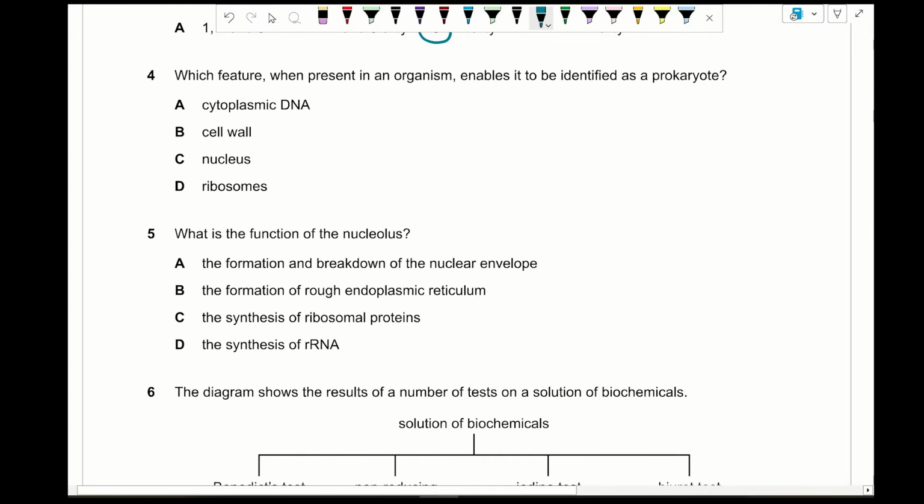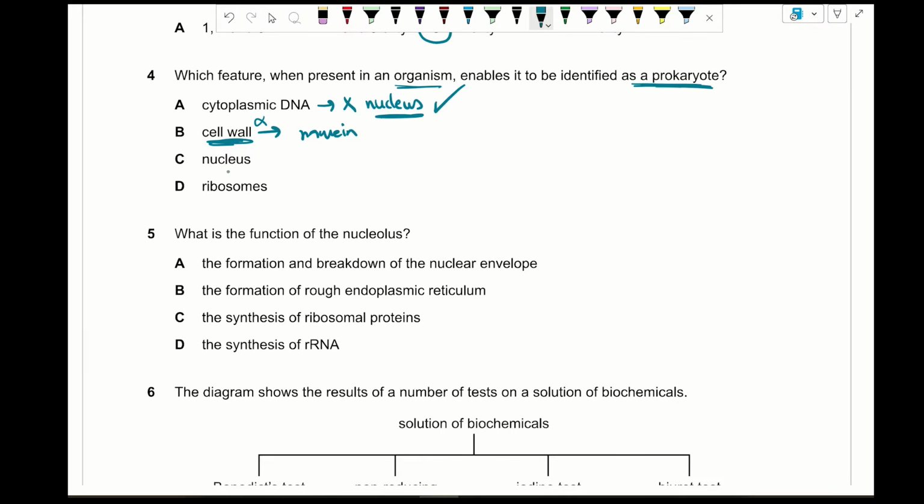Question number 4. Which feature, when present in an organism, enables it to be identified as a prokaryote? Now, let's see the suggestions that we have here. A. Cytoplasmic DNA. DNA not bound to a nucleus, not found within a nucleus. This naked DNA in the cytoplasm is a clear indication of a prokaryote. Now, for B, cell wall. Not ideally, because fungi, which are eukaryotes, also have a murein cell wall. Therefore, this is not always correct.